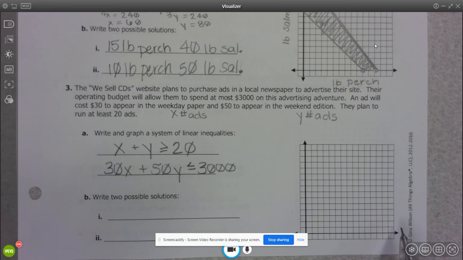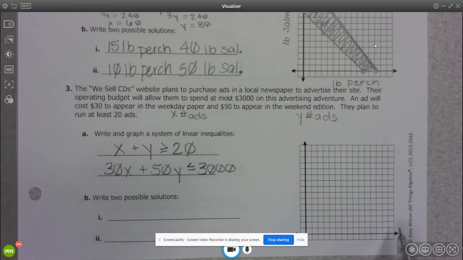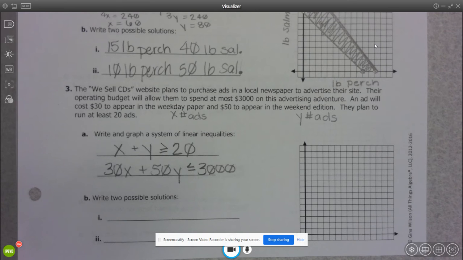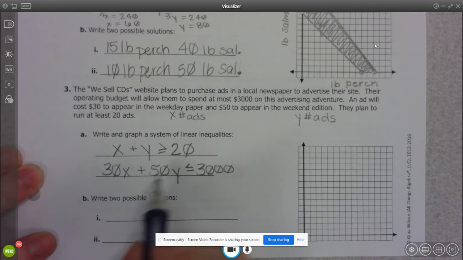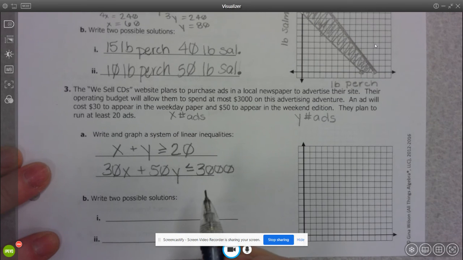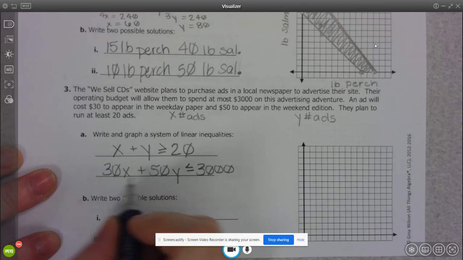So I only have 15 spaces here, so I'm not going to be able to do 20 for x and y. Well, let's see. I'm going to do the x and y intercepts first and see how high I need to be able to get. And then we'll go from there with figuring out what we want our scale to be.